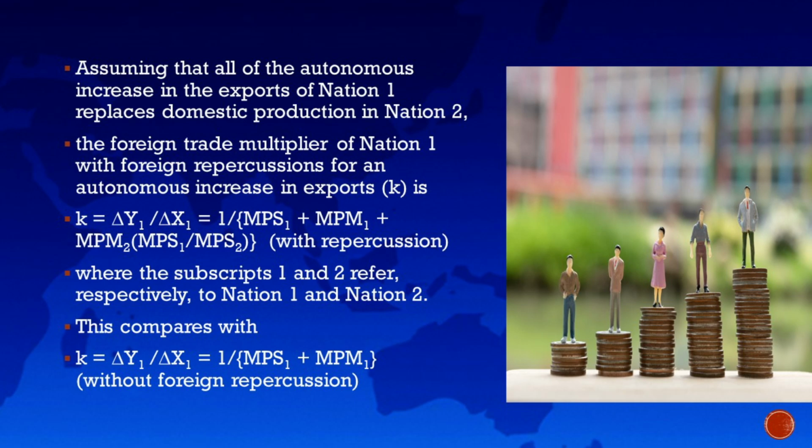And this is the new revised formula in the presence of foreign repercussion. Okay, let us see now numerically what happens. If you remember, MPS 1 is equal to 0.25. Marginal propensity to save of nation 1 is 0.25. That means out of 100 rupees, they spend 75 and basically save 25 rupees.